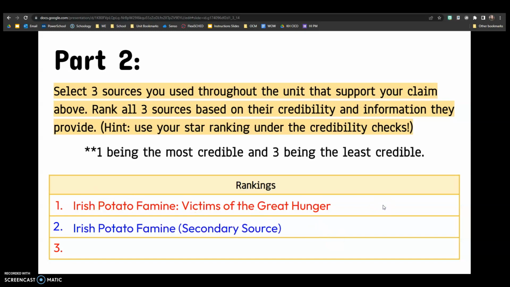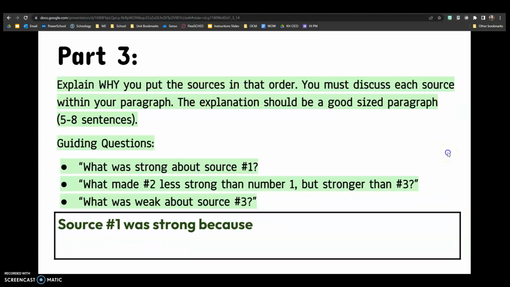Maybe then I put the secondary source after that, and then the World Hunger article. Okay, so it should have all 3 sources written there with the name, and you will find that at the top of the credibility check where it asks for the source name. All right, let's go ahead and move on to part 3. This first part should be very easy to do.